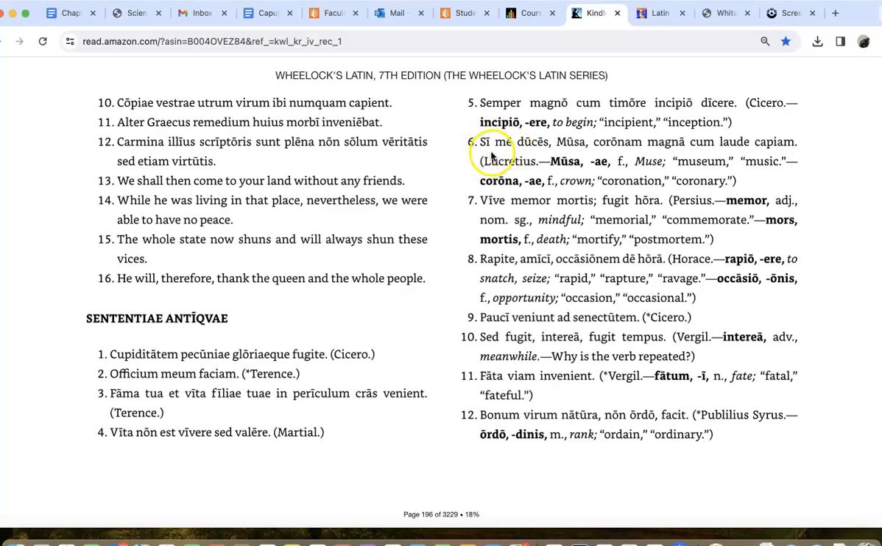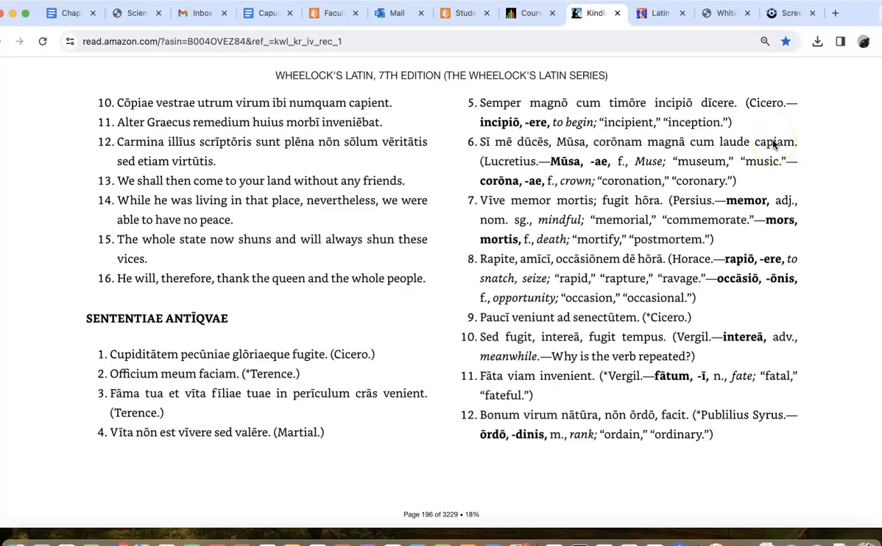Number 6. Si me duces, Musa, coronam magna cum laude capiam. This is by Lucretius. Here we have the Muses, the daughters of Zeus and Mnemosyne, in charge of the arts and sciences. Again, what makes most of these tricky, among other things, is you're going to have to look up the words. Otherwise, you're just kind of guessing or just not understanding it. So: if me you lead, Muse, crown big with praise, I begin.